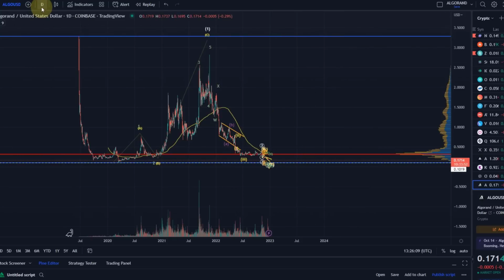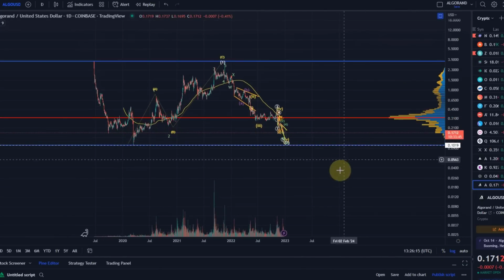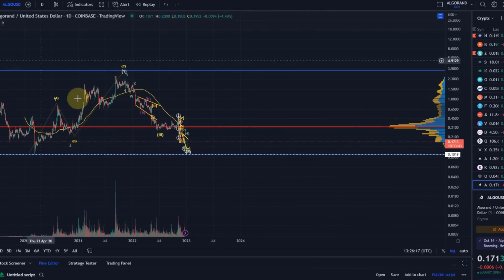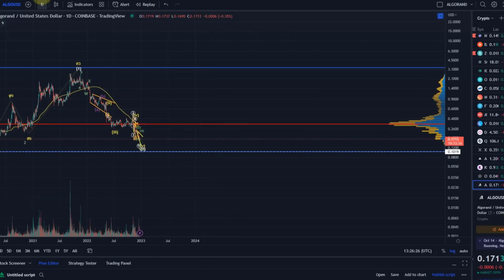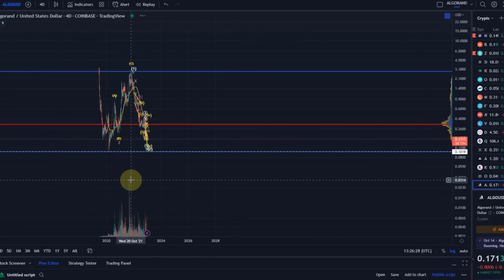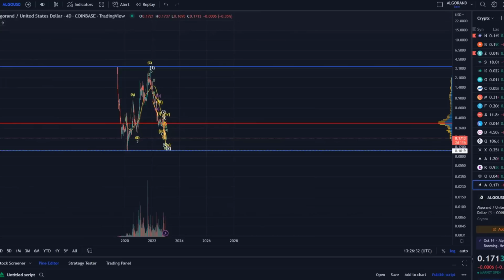I'll try to explain to you why. And we can see it on the log chart better. I can't remember if I showed you that in the previous video. I might have. The problem is, if we really have ABC to the upside and 5 down, then this might set Algorand up for a slow death. Now, I know a lot of people don't want to hear that, but from a chart point of view, this is exactly what could happen.